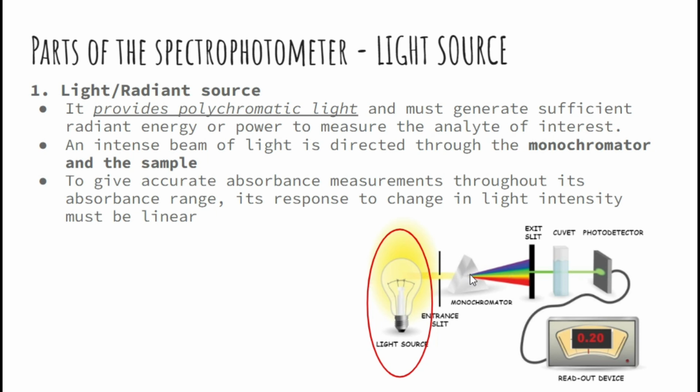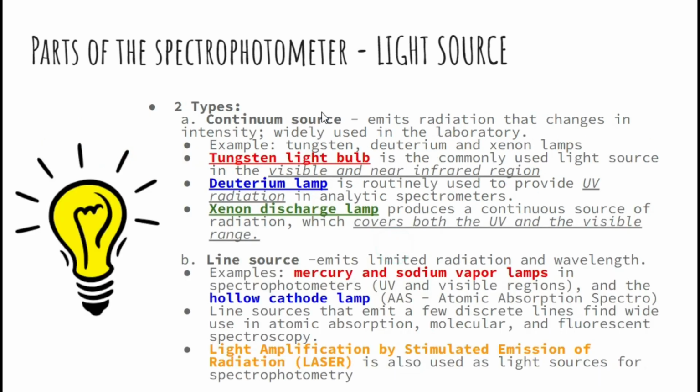So, yung ilaw po na mag-i-strike sa monochromator tsaka doon sa cuvette natin, manggaling po yan lahat sa light source. And to give accurate absorbance measurement throughout its absorbance range, its response to change in light intensity must be linear. Again, dito po magsisimula ang lahat sa magandang light or radiant source. So we have two types of light source, the continuum and the line source. Continuum source emits radiation that changes in intensity. Kaya nga continuum because it can change depending on the intensity.